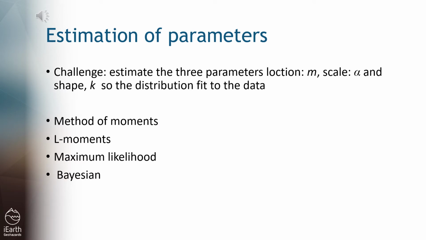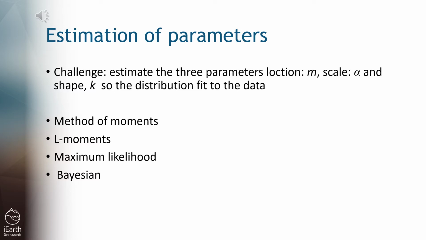When we have the annual maximum flood data from a streamflow gauging station, our challenge is to estimate the actual values of the location, scale and shape parameters so that the GEV distribution has the best possible fit to our data. We have 4 approaches that are commonly used. The first one is the method of moments. Then we calculate moments, meaning the mean, standard deviation and coefficient of skewness from our sample of annual maximum floods. Based on this, we get the location, scale and shape parameters of the GEV distribution.